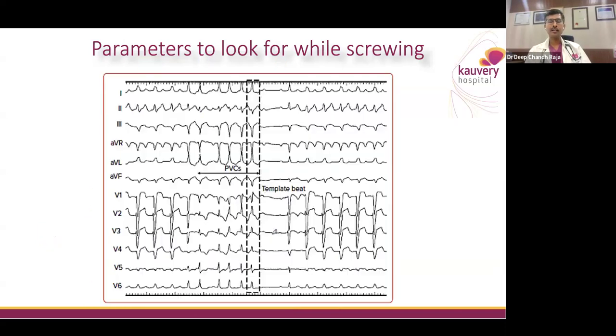There is another important parameter that you can look for while screwing, what we call the template beats. They are basically the premature ventricular contractions or PVC complexes that arise when you are reaching the left side or deep into the septum. This could give us a clue as well. Like as shown in this case, if you see an RBBB morphology, narrow QRS ectopic beat, then you know that you have already reached the left side of the septum, or you are in the region of the left bundle branch.